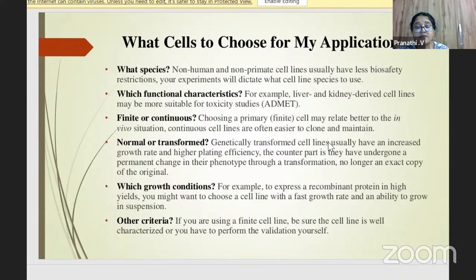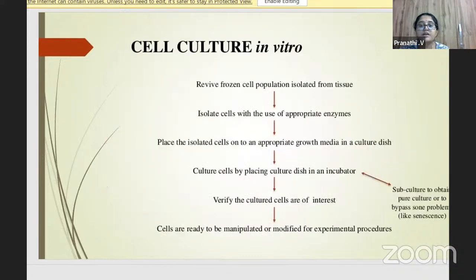Growth conditions also have to be taken into consideration, especially for bacteria or yeast, and what kind of cell you want. So in vitro, if you see cell cultures, you can see that a frozen cell population can be revived from the tissue. But continuous freeze-thawing is going to cause cell lysis. So you have to take care of that and give it optimal temperature before you thaw it and before you use the cells and study.